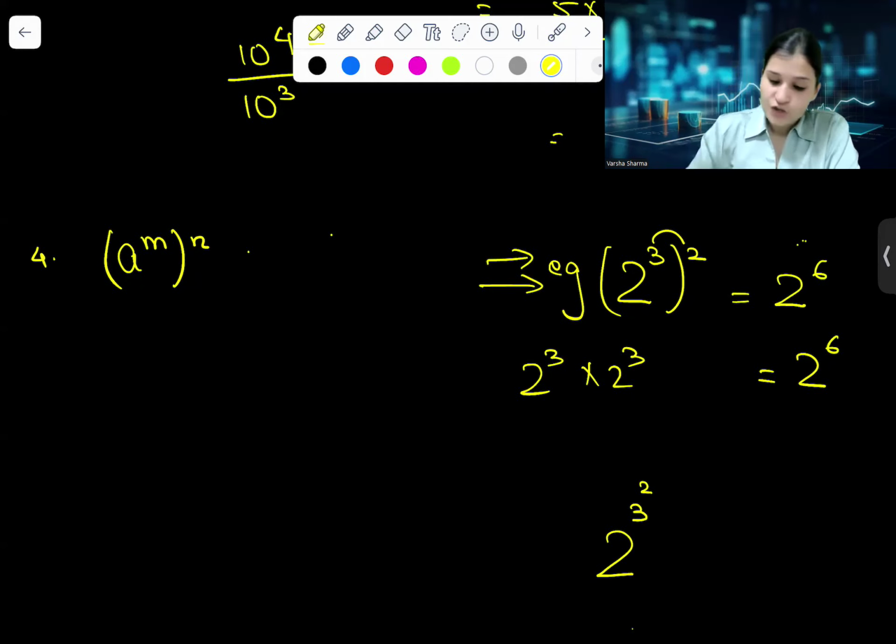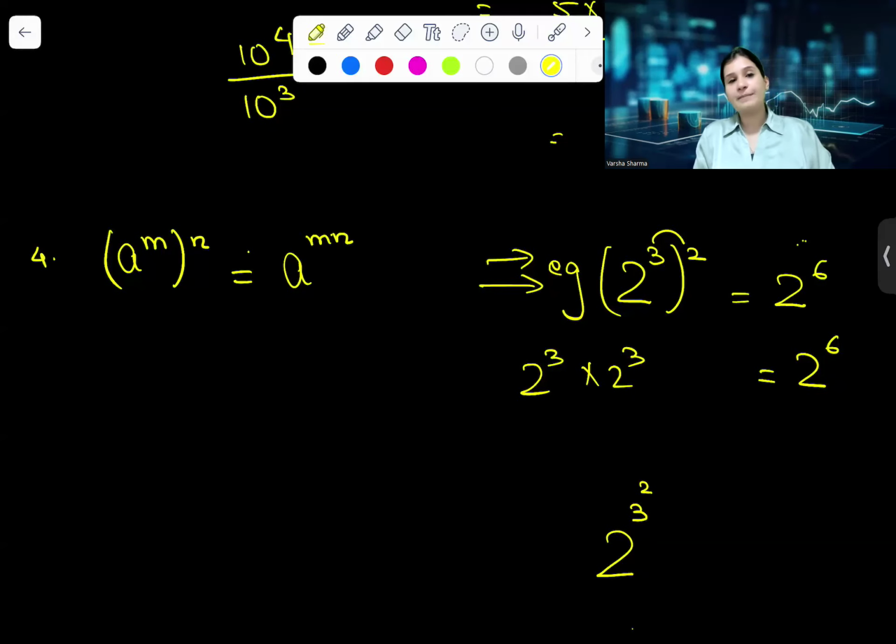So here what will I write? A to the power m into n. Since m and n were both on the same floor, they got multiplied. Yes?